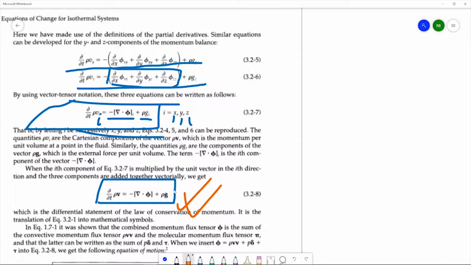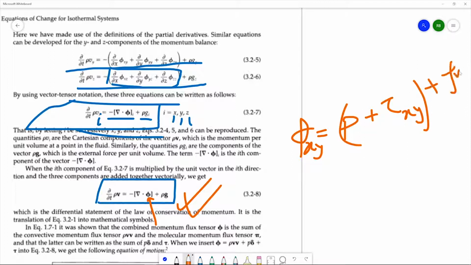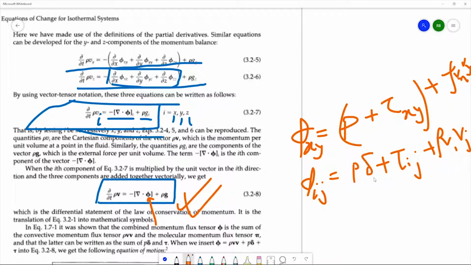Okay, now you can plug in the values of phi. What is phi? Phi is molecular transfer plus convective transfer, right? What is the molecular transfer? So P plus tau. If I am taking xy, this is the molecular transfer, and rho vx vy, right? But in general, if I say ij, it will be P delta ij plus tau ij plus rho vi vj. Here it will be Kronecker delta ij. I told you, right? Kronecker delta ij. If you are taking i equal to j, that is, let's say 1, 1, then the value is 1.